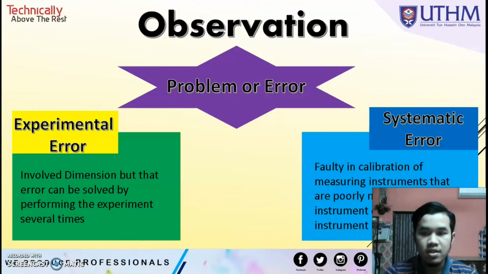The second is the systematic error. The systematic error is because of faulty calibration of the measuring instrument, such as a poorly maintained instrument, or faulty reading of the instrument by the observer. So that's all for me. Thank you.